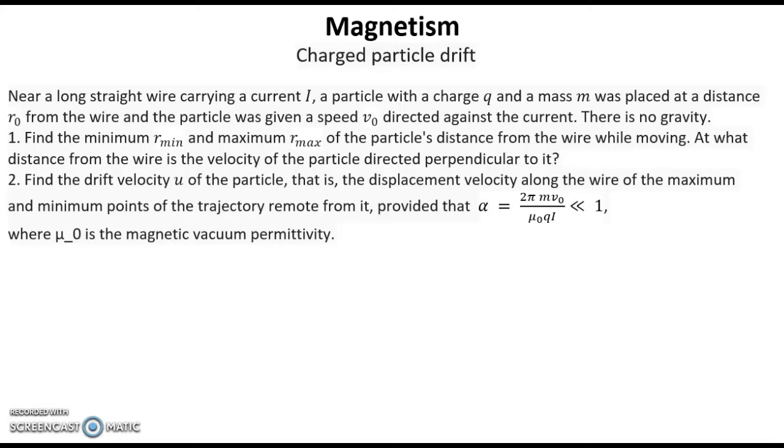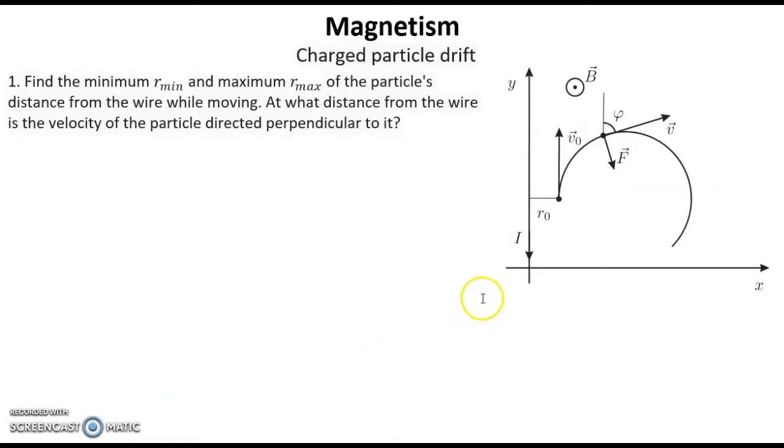So first let's draw the picture of this process. On this picture we have coordinates x and y, and we have the wire which is at coordinate x equals 0, and the current going down. Our particle is here at distance r0 from this wire to the right, and the velocity is going up, anti-parallel to the current.